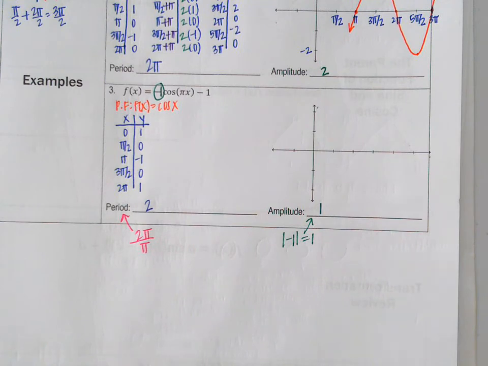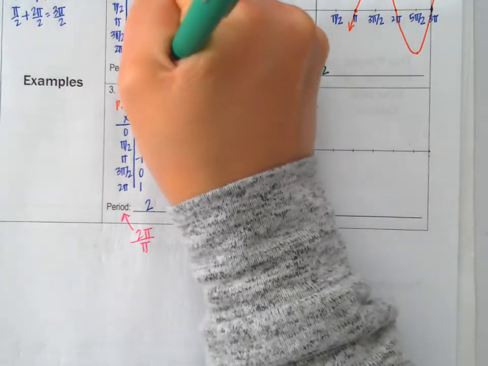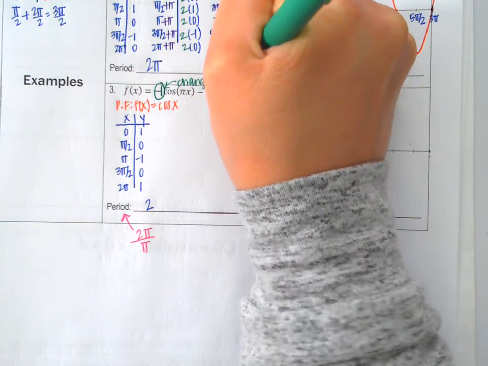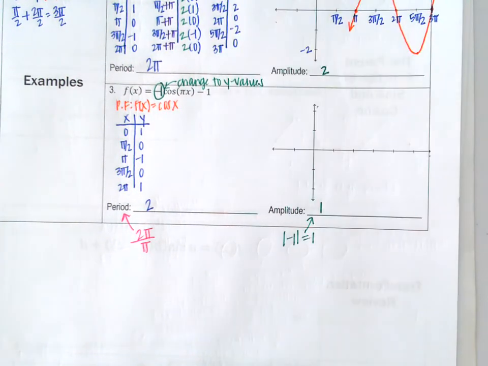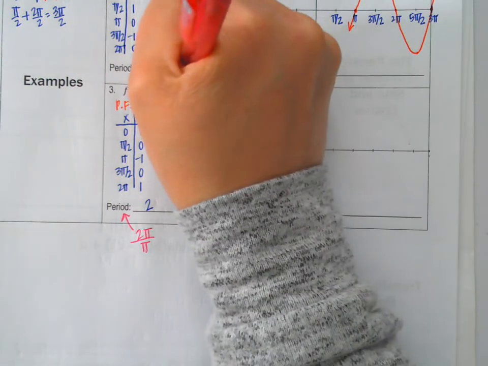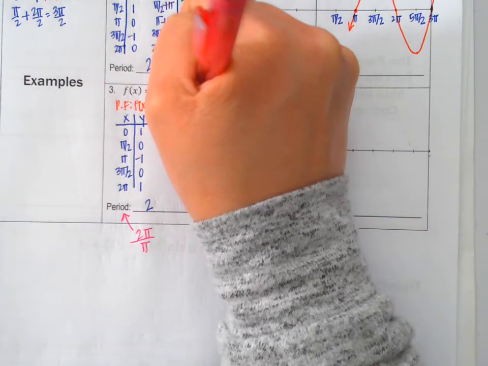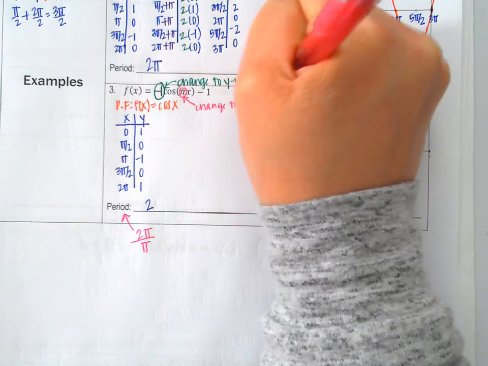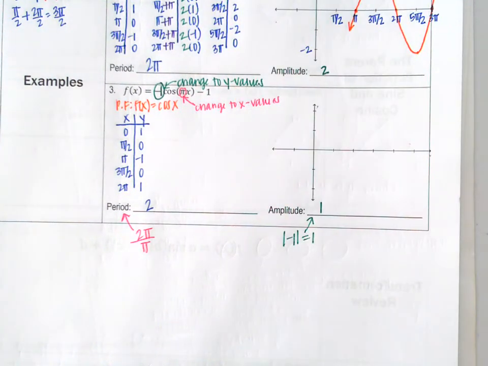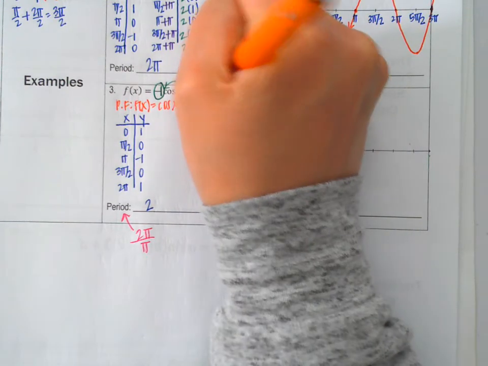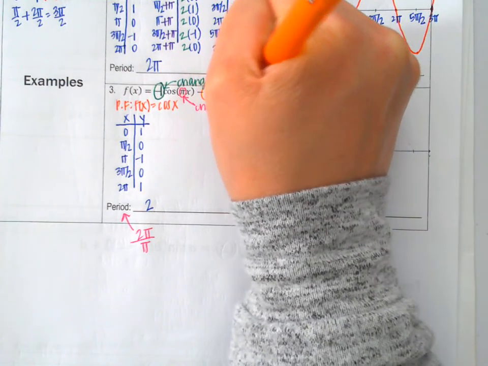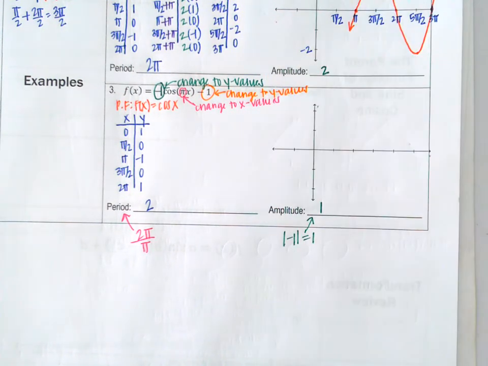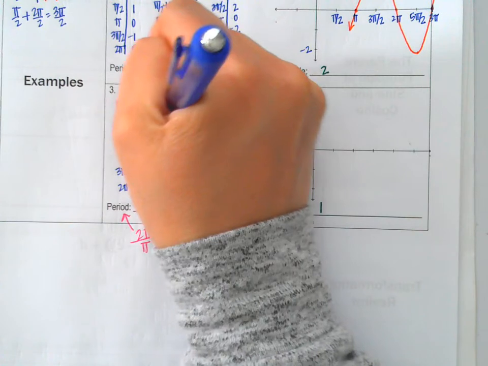So the negative 1 is on the outside. It's a change to the y values. That pi is on the inside. It's going to be a change to x values. And then that minus 1 is on the outside. It's going to be a change to the y values. And so we're going to apply those transformations.